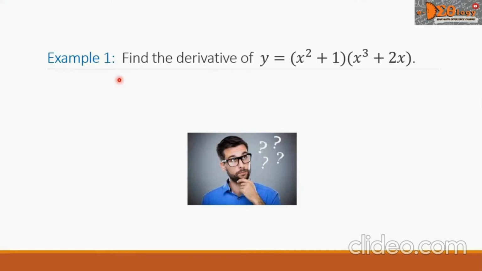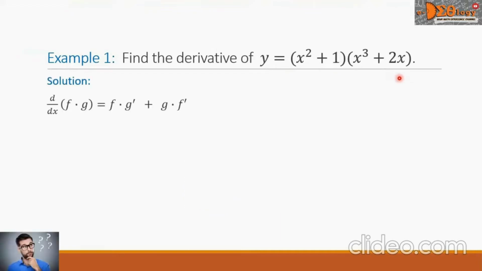Let us see this example 1. Find the derivative of y equals, the first function is x squared plus 1 times the second function x cubed plus 2x. For our solution, let us write the formula of the product rule. And then, let us assign the first function to be the f, while g for the second function.